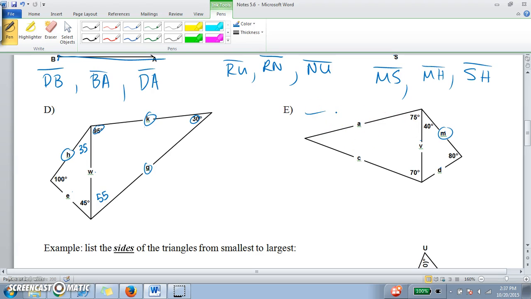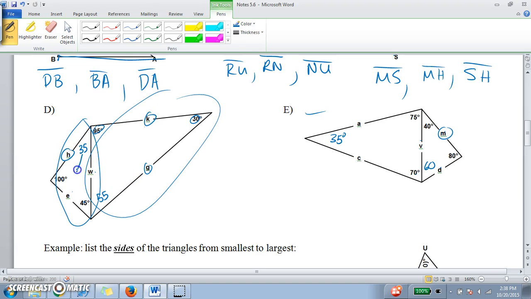We'll do the same thing over here before we start. 40 plus 80 gives me 120. Subtract that from 180, you get 60. 75 and 70 added together, subtracted from 180 gives me 35. So now we filled in all the angles. Now we start with which side is the smallest. So again, this triangle over here is smaller than this triangle, so we'll start with this one.